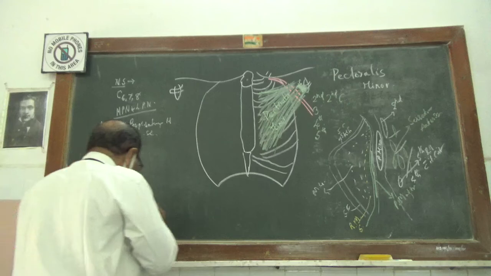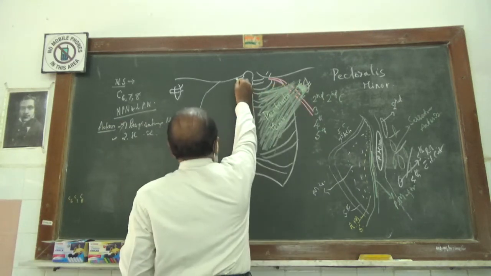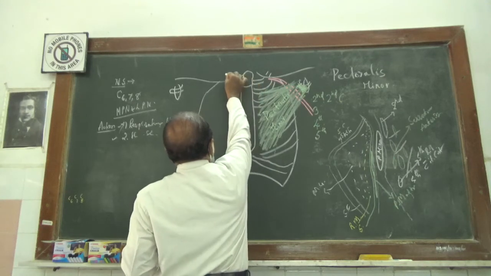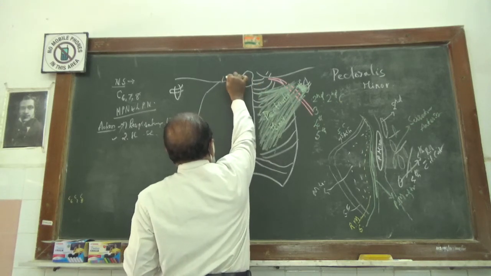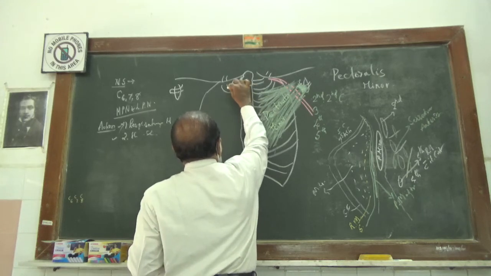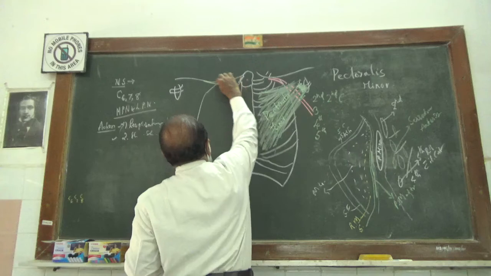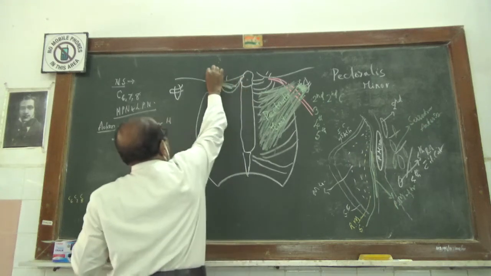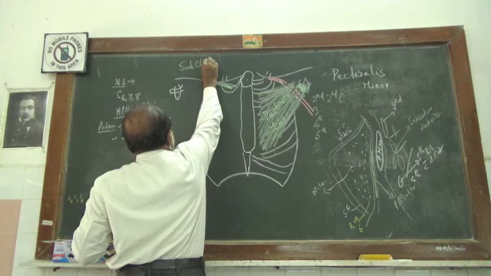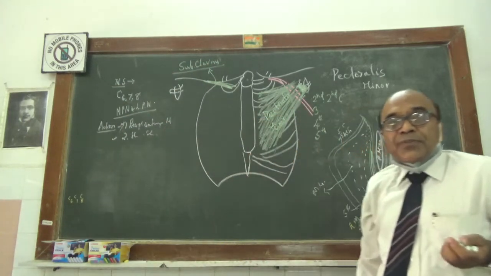Now you are going to have another muscle. That muscle I can draw on the other side where you can see it better. This is the first rib. From there will be one muscle like this. Now this muscle is called the subclavius. Now what is the subclavius muscle?